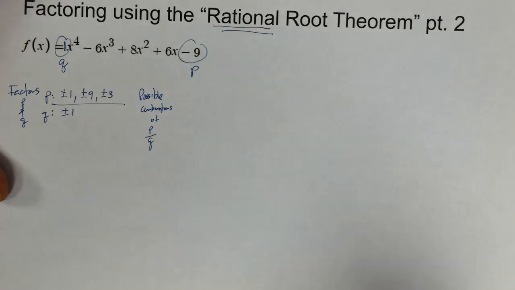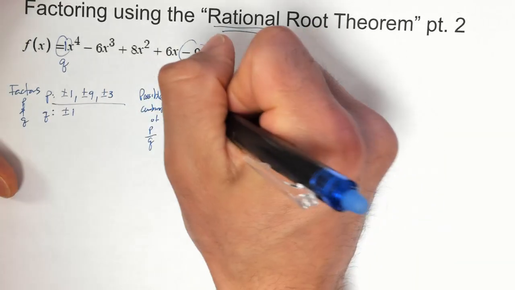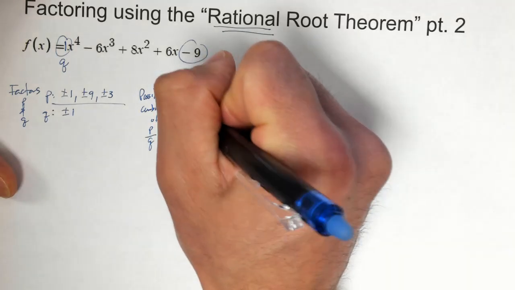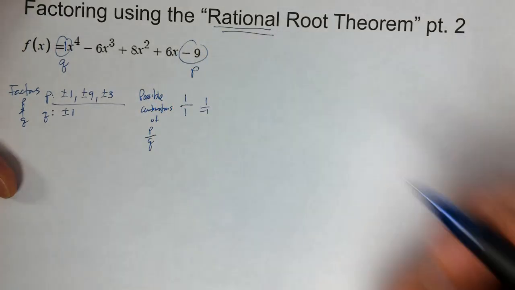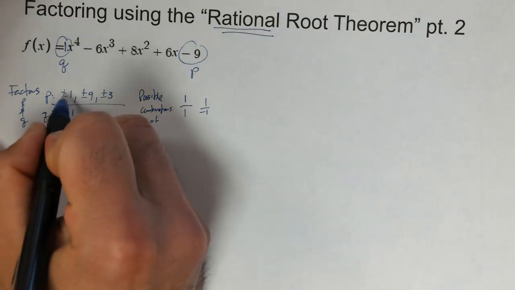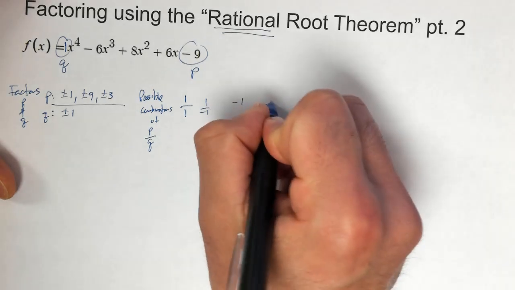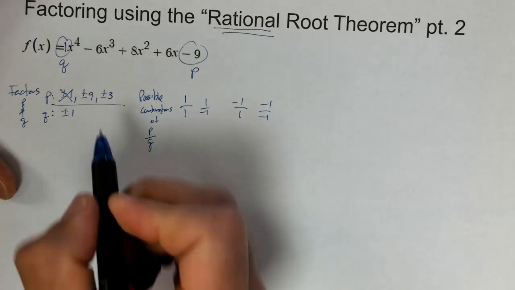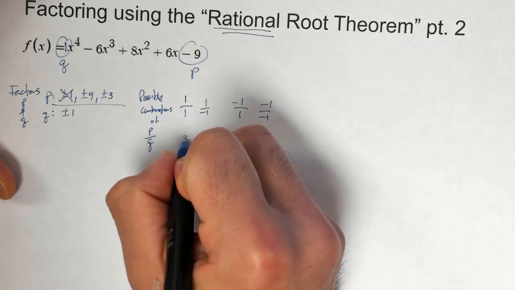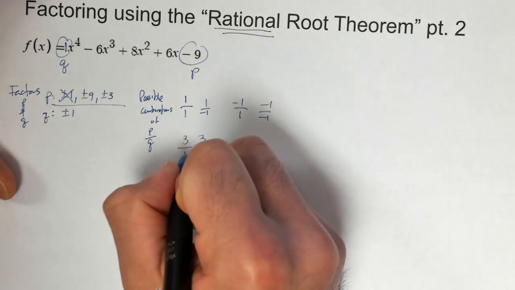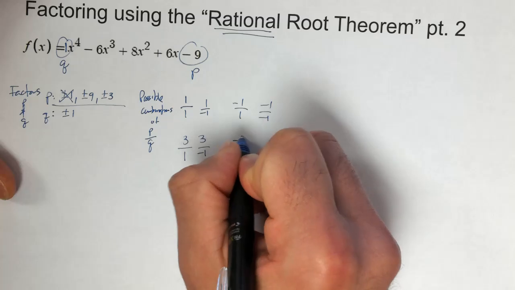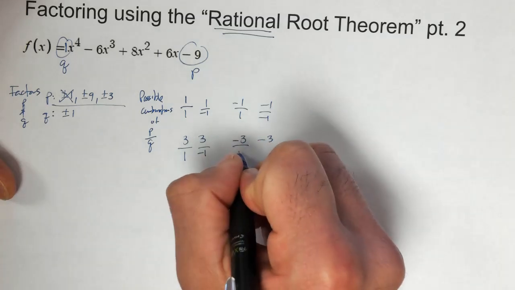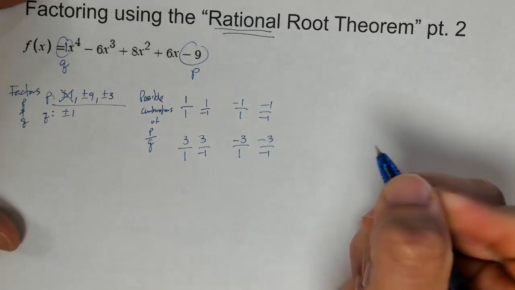a root. So if 1 is positive on top, I can divide it by 1, or I can divide it by negative 1. If on top we have a negative 1, I can divide it by 1 or negative 1. Now let's look at 3. If the 3 is positive, I can divide it by 1 or negative 1, and if the 3 is negative, I can divide it by 1 and negative 1.